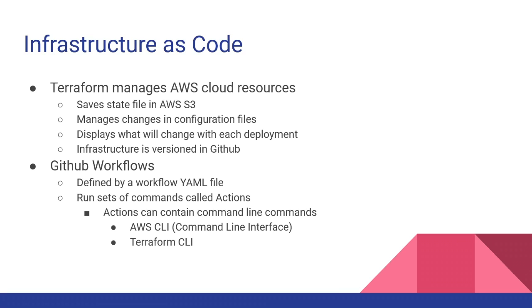The second tool that we used was GitHub workflows. These are defined by workflow YAML files that define what steps should run inside of these workflow runners. They're basically just computers hosted by GitHub. And the workflow runners just run a set of commands called actions. Each action contains command line arguments, which is the really big, powerful part of them. Because of this, we can run AWS CLI and Terraform CLI, which are just command line interfaces, which let us do everything we do with Terraform and AWS, but with command line commands that computers can easily run.